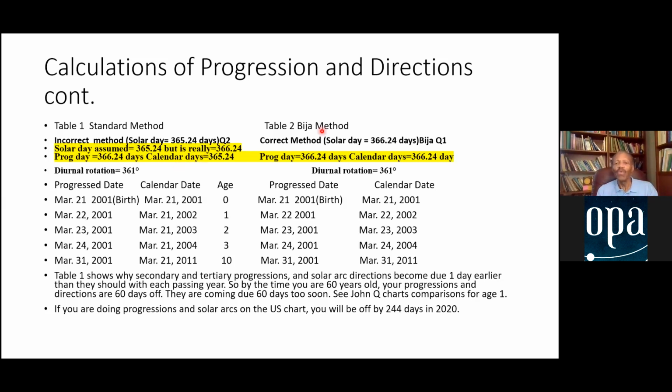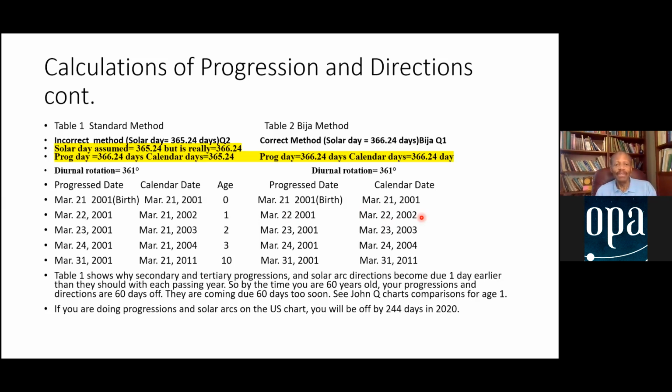So we're causing it to become due 1 day too soon. Now, in the Bayesian method, we have progressed days equal to 366 and a quarter days, and the calendar days equal to 366 and a quarter days. And now when we advance the progressed date, we see that the person is born on March 21st, 2001, but when we calculate his progressions at age 1, instead of being March 21st, 2002, it's March 22nd, 2002. They count for that extra day. And if you were doing progressions or solar arcs of the US chart, they'd actually be off by 244 days in 2020, because the US is 244 years old in 2020.